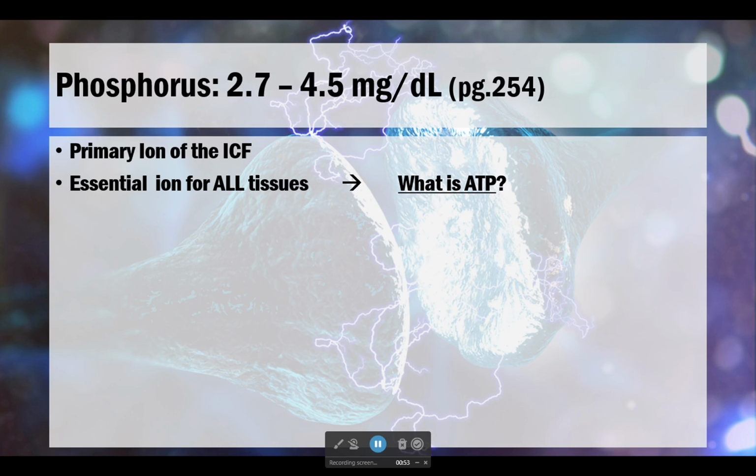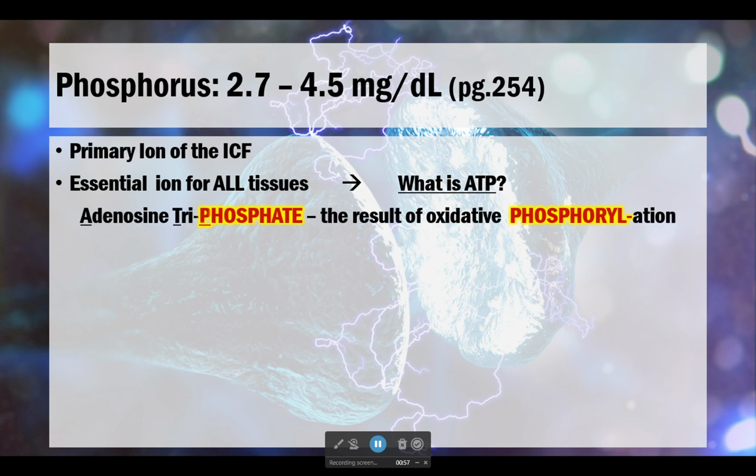I just want to refresh your memory. What is ATP? ATP is adenosine triphosphate. So that triphosphate and the production of energy is the result of oxidative phosphorylation. You probably thought you were never going to hear those words again after you did your physiology, or maybe it was microbiology where you may have discussed what's going on inside the cell.